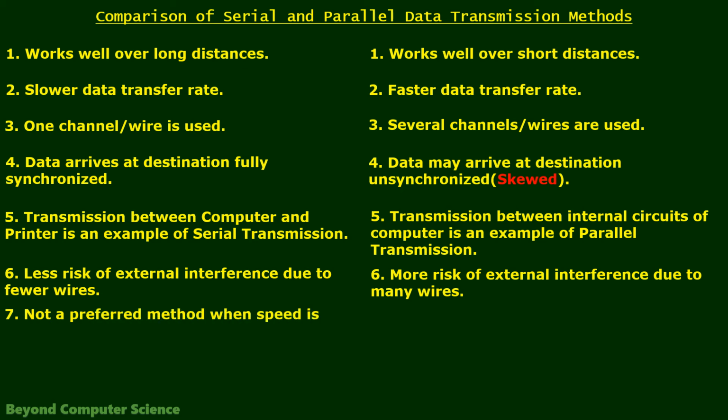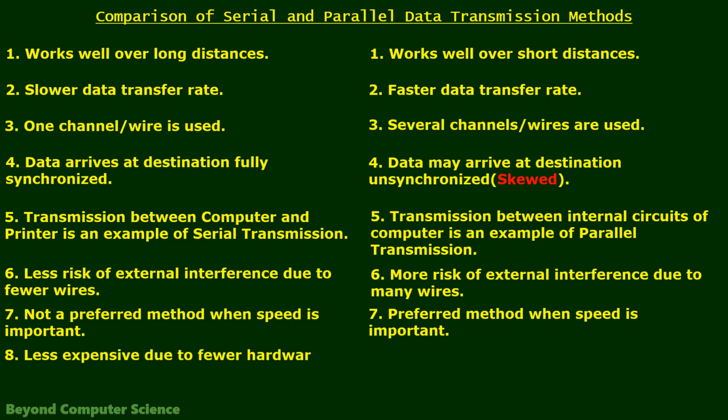Serial is not a preferred method when speed is important. Obviously, when you want a faster speed of transmission, like in the internal circuits of the computer, you are not going to use serial transmission. You will use parallel transmission for speed, but you will use serial transmission to avoid the problem of skewness.